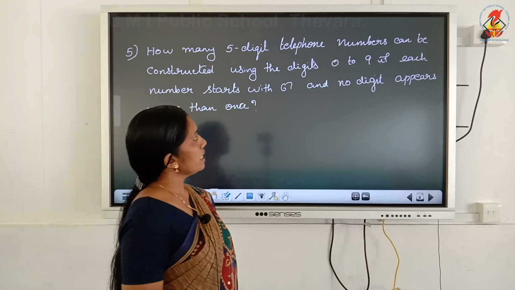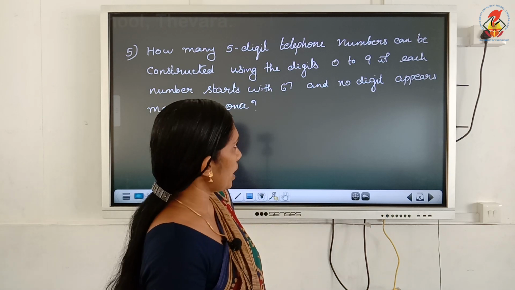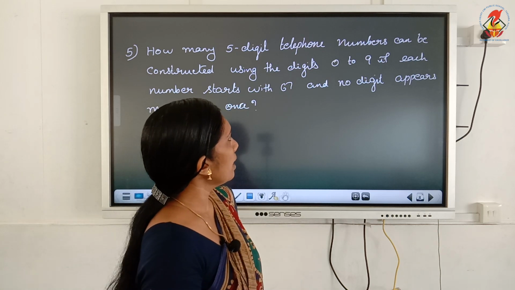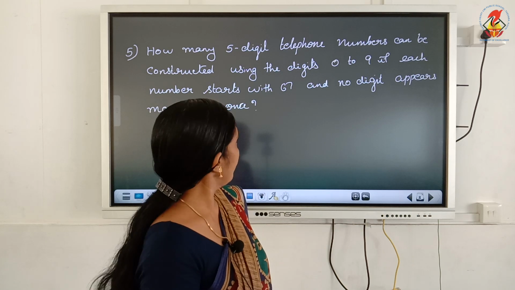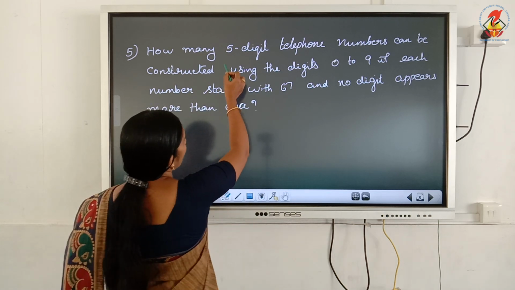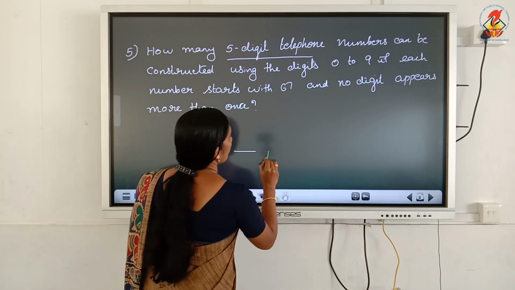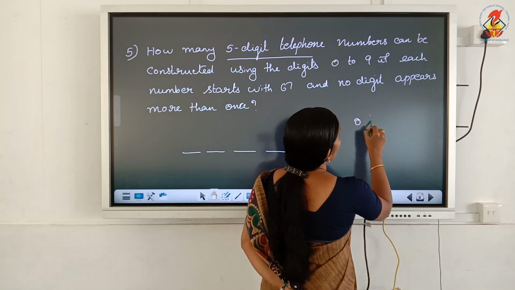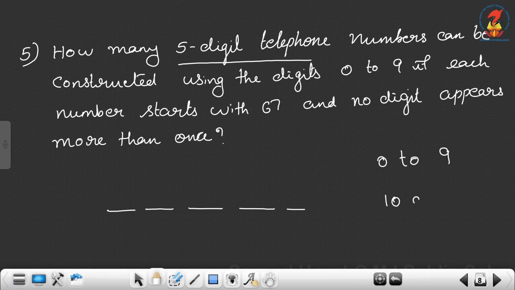How many 5-digit telephone numbers can be constructed using the digits 0 to 9 if each number starts with 67 and no digit appears more than once? How many 5-digit telephone numbers? 5 digits, using the digits 0 to 9. 0 to 9, how many digits are there? 10 digits are there.